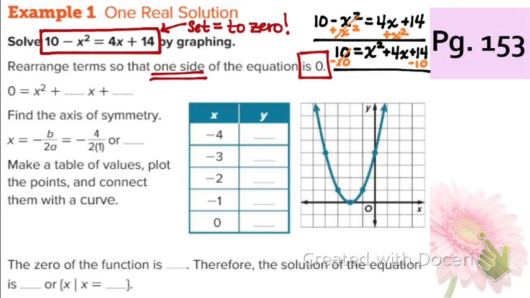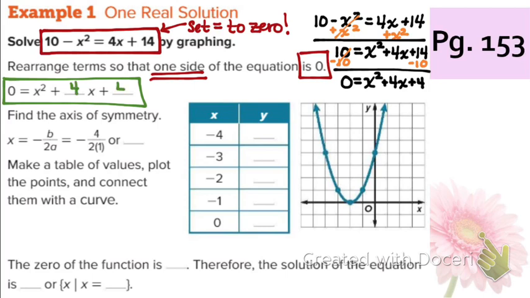All right, so now I have 0 equals x squared plus 4x, and then what would that last number be? 4. Plus 4. So those are the two missing pieces over here, those two blanks. We have 0 equals x squared plus what? Plus 4x plus 4.